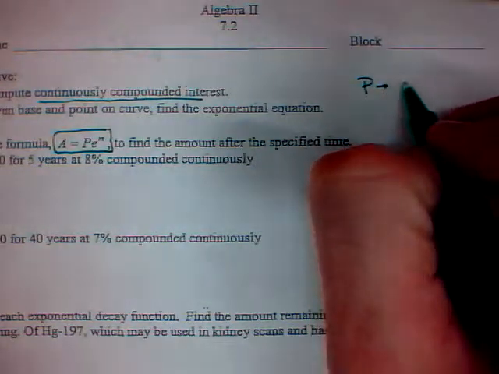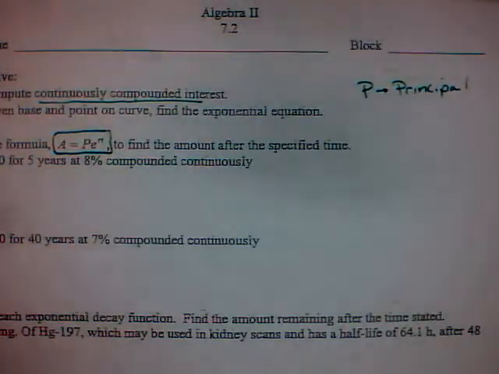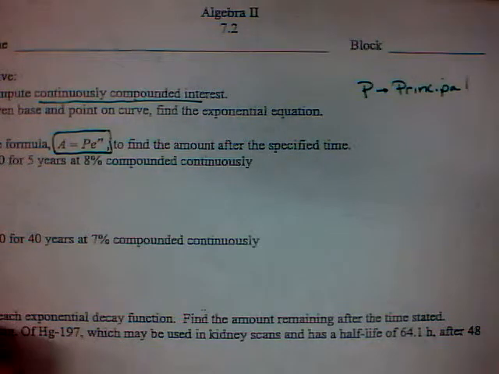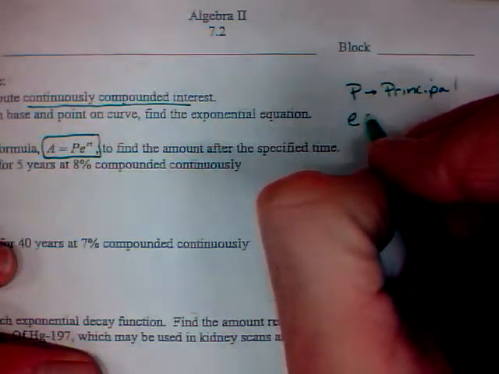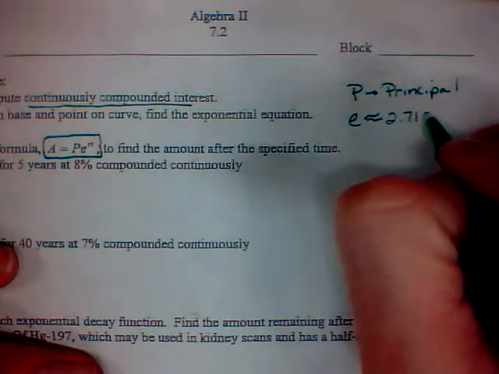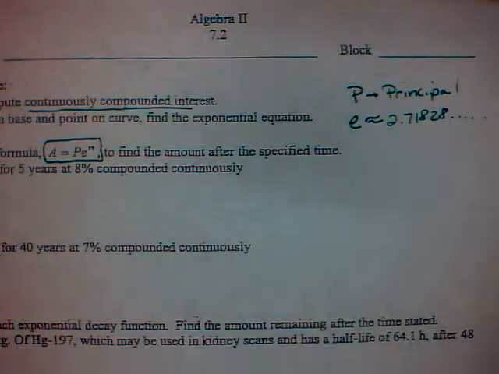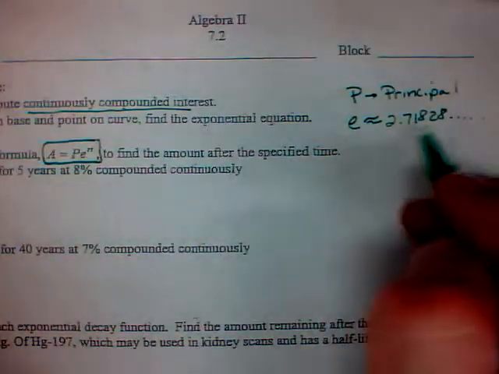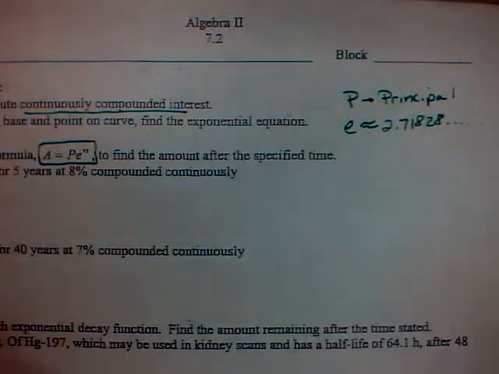P represents your principal in the interest problem, and that's the amount of money that you're depositing in the bank or the amount of money that you're borrowing from the bank. E is going to be an actual number. It's approximately 2.71828. It keeps going. And that's similar to the number pi, where pi is approximately 3.14159. E is going to be a number we're going to be using a lot here in the days to come.